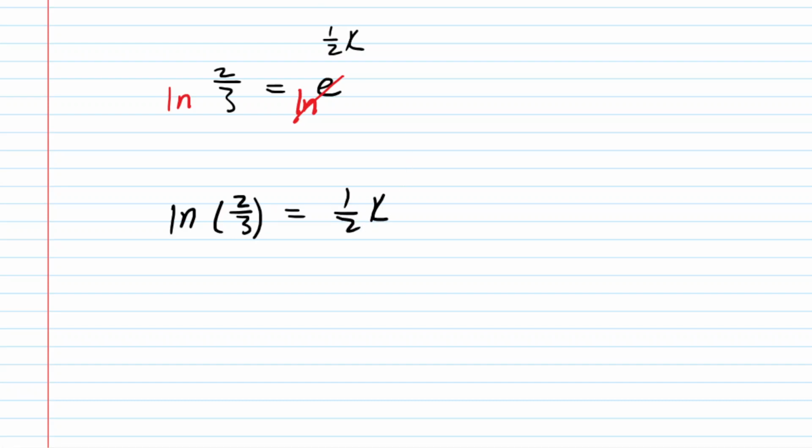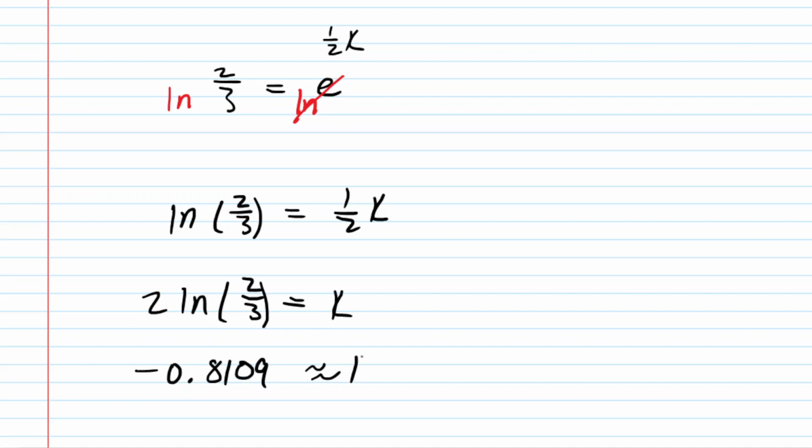And then you would multiply both sides of this equation by 2. You'd have 2 ln of 2/3, and on the right side you'd have 2 times 1/2 k. The 2 and the 1/2 cancel, so you basically just have k on the right side. So that is the value of k. You could pick up a calculator and estimate it. It's roughly negative 0.8109 is the approximate value of k.